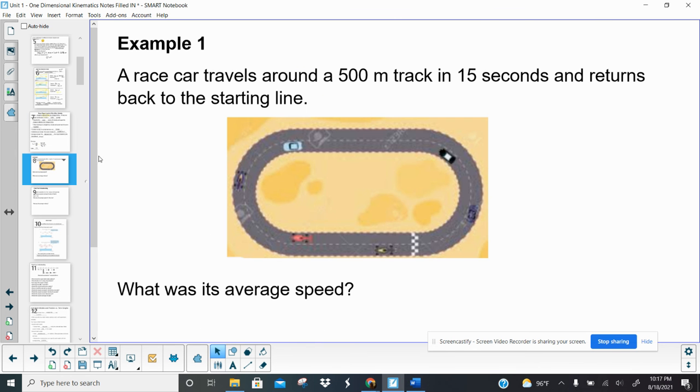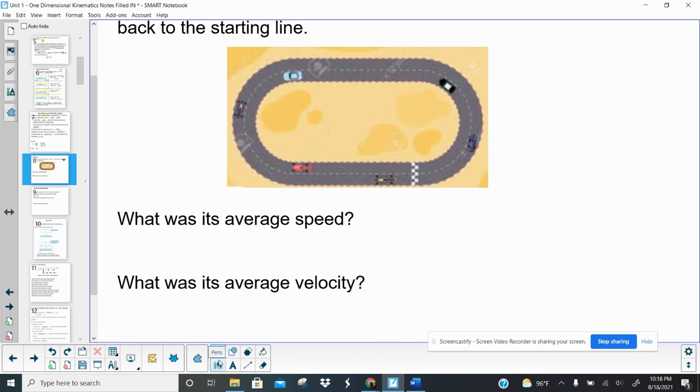So looking at example 1 here, this will be 1 or 2 last slides and then we'll wrap up. It says a race car travels around a 500-meter track in 15 seconds and returns back to the starting line. Now, because this is a race car, we can assume that it's probably accelerating sometime during all of that. But that's okay, because we can determine its average speed by doing the change in distance, I'm going to go ahead and put d for this, over the change in time.